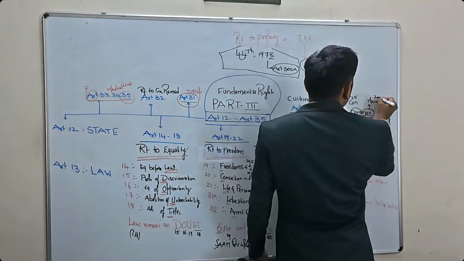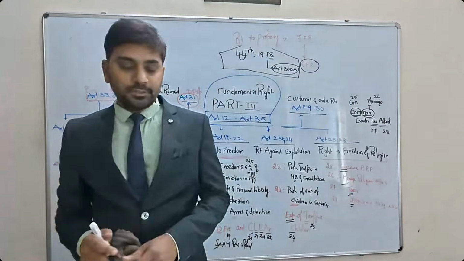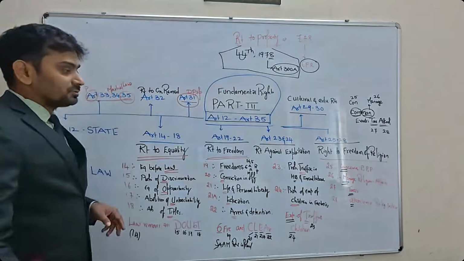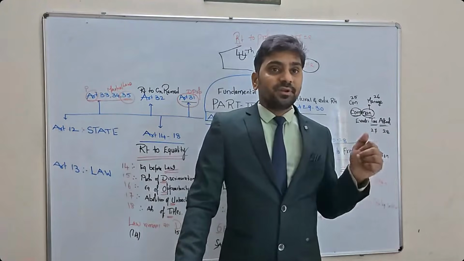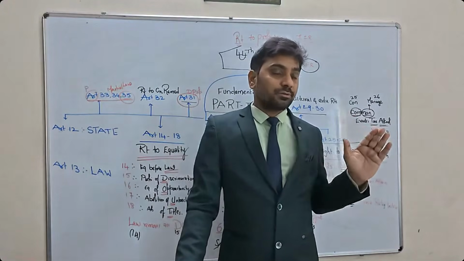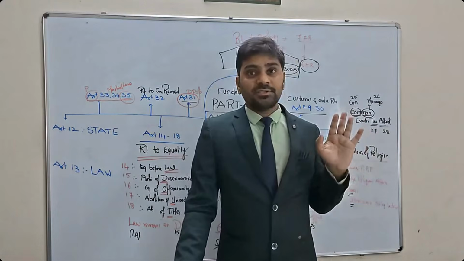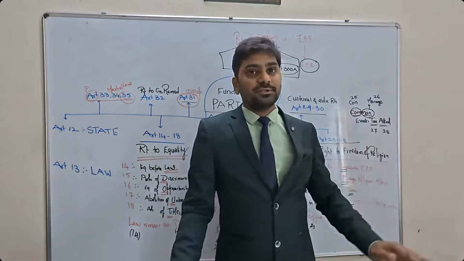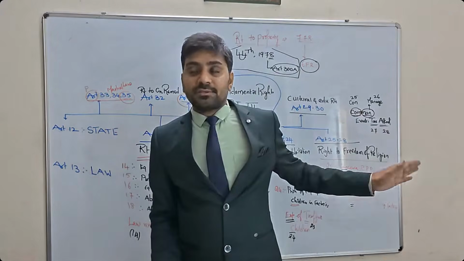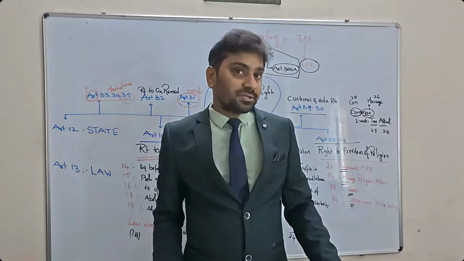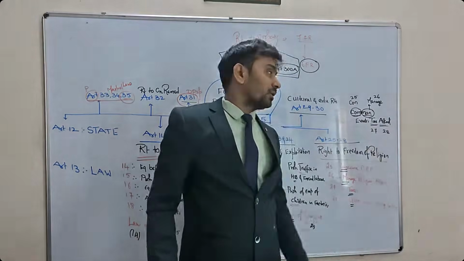25, 26, 27, 28. This is how they have been organized, so like this we have to remember them. 25 is freedom of conscience, to profess, practice, and propagate one's own religion. The second one is freedom to manage one's own religious affairs. Then tax: freedom from payment of certain taxes, and freedom from attendance at religious instructions.